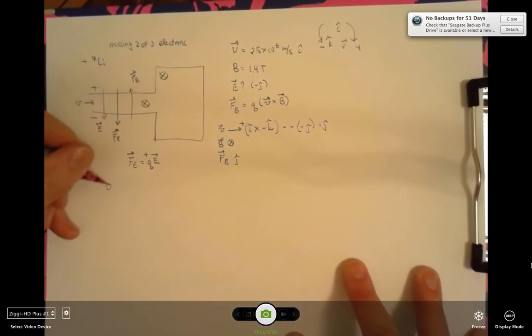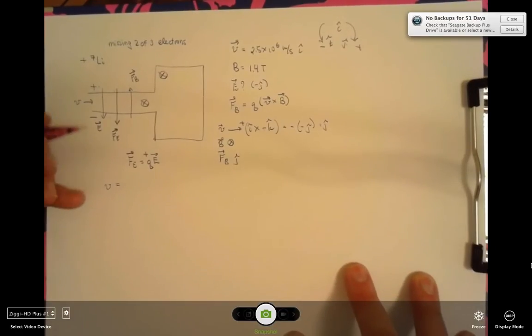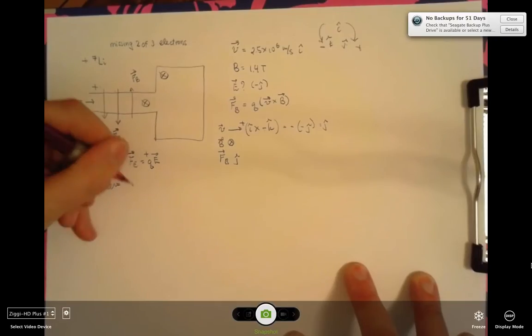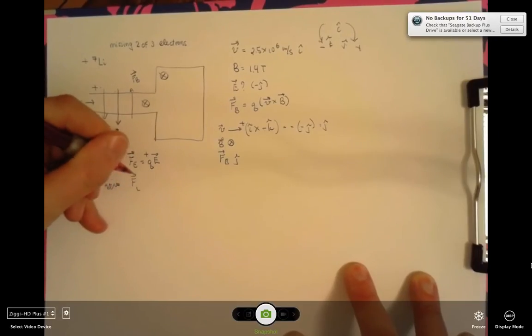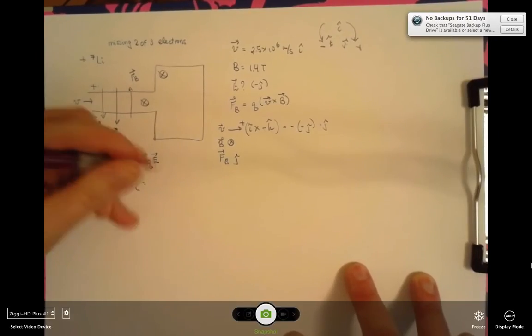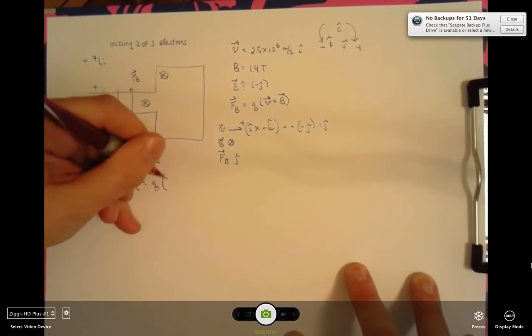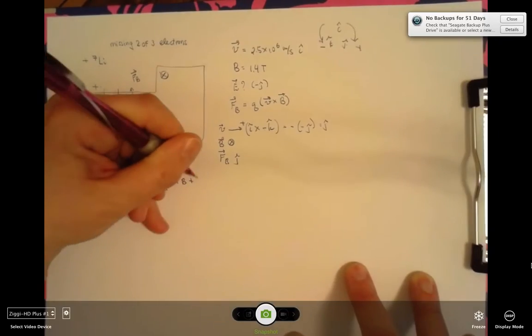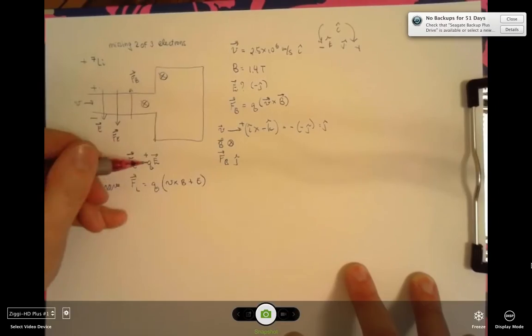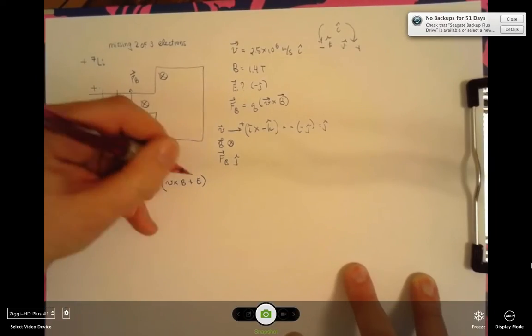For the velocity selector, for anything that's going to make it through, let's write this out. Our Lorentz force equation tells us that the total force on the charge is going to be q times V cross B plus E. It's a combination of the magnetic force and the electric force added together.